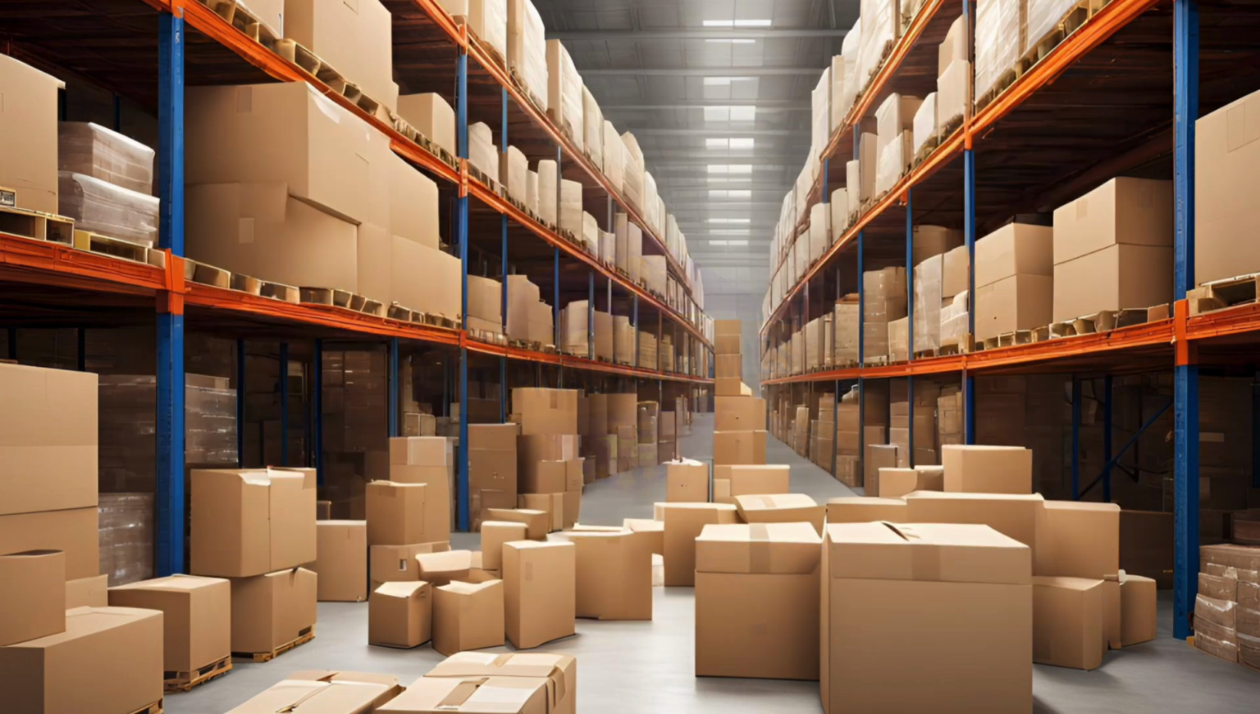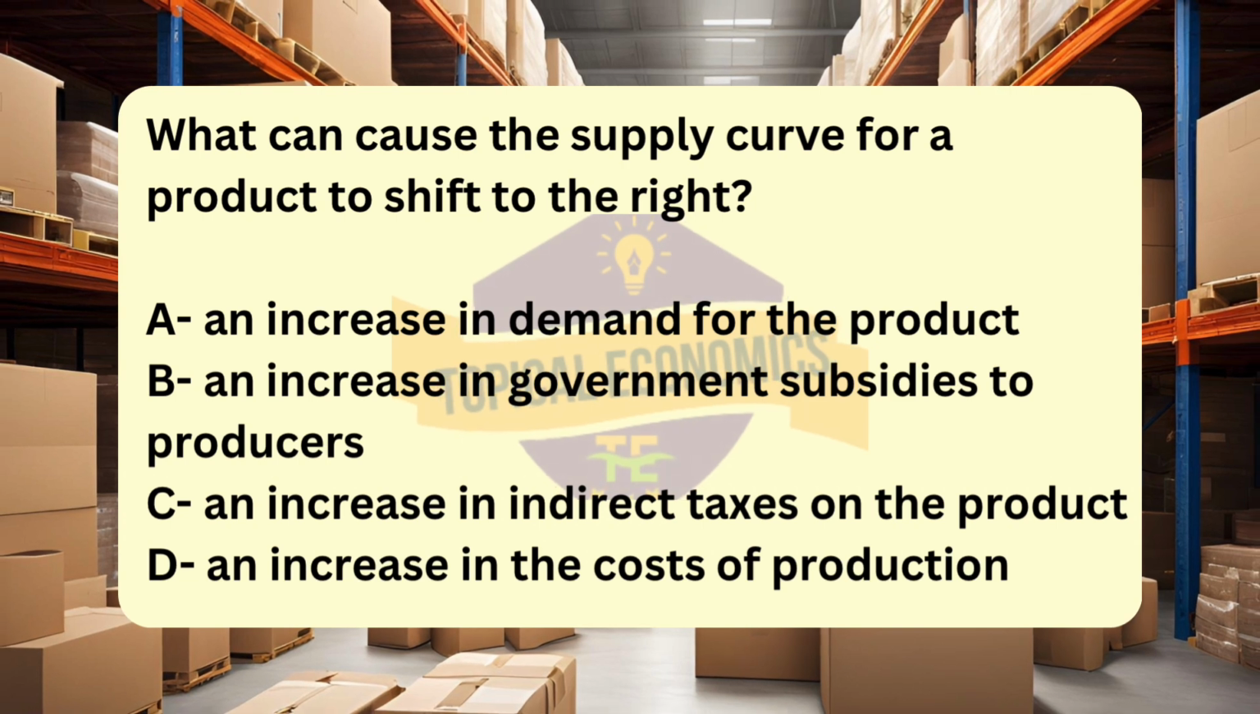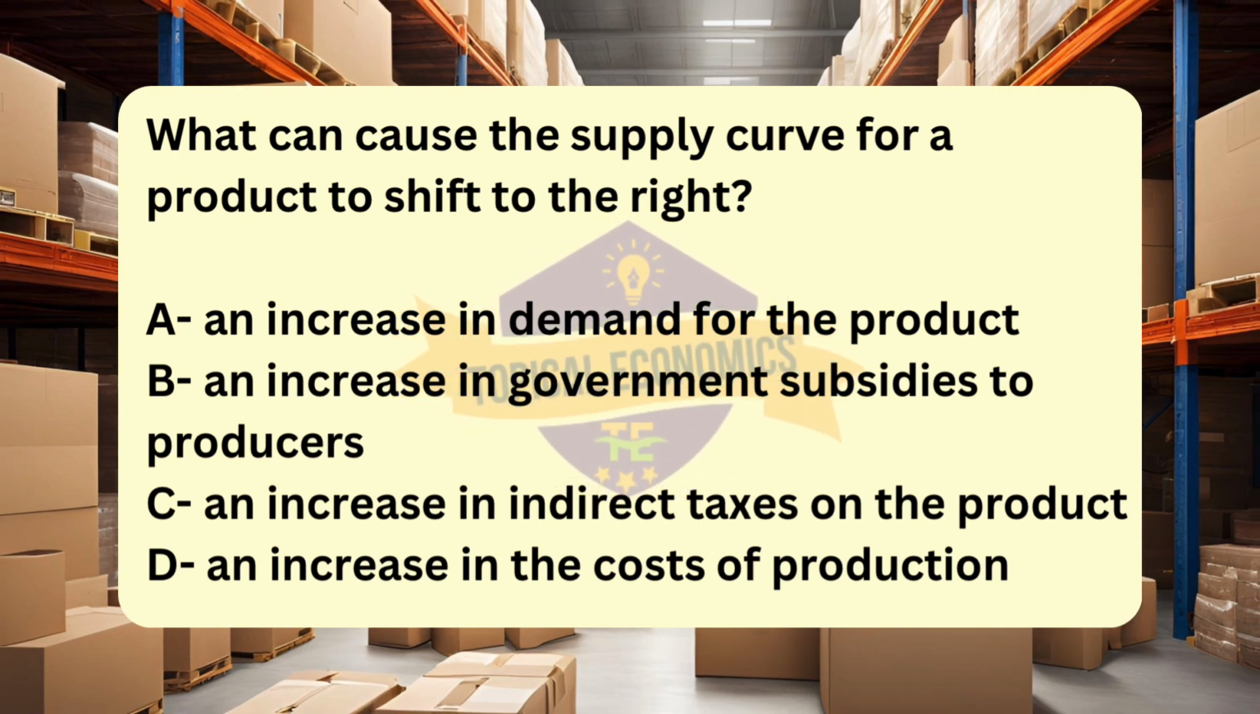Moving to the 8th question. What can cause the supply curve for a product to shift to the right? A. An increase in demand for the product. B. An increase in government subsidies to producers. C. An increase in indirect taxes on the product. D. An increase in the cost of production. Reference, 2019 October-November version 2. The correct answer for this question is option B. An increase in government subsidies to producers.